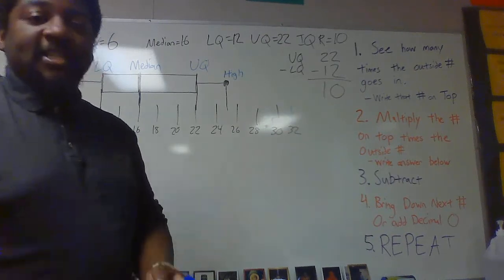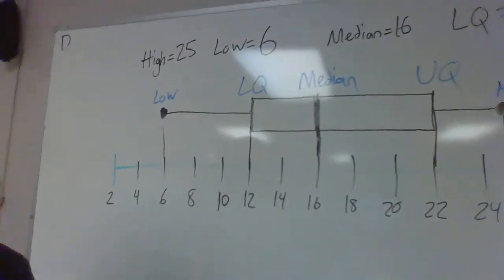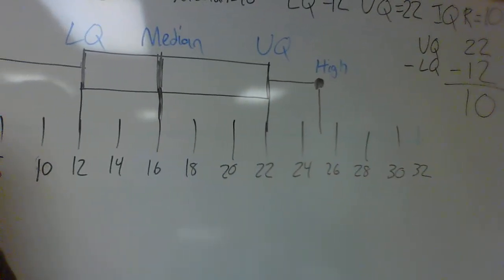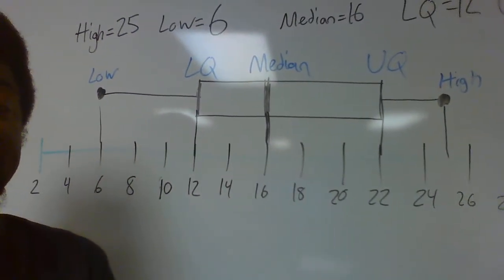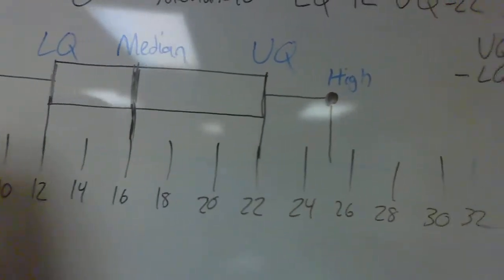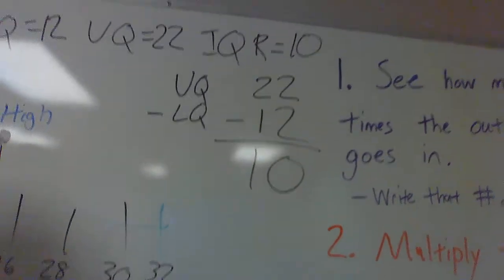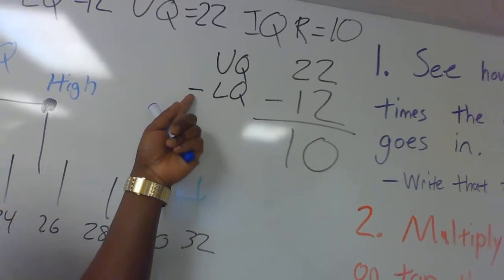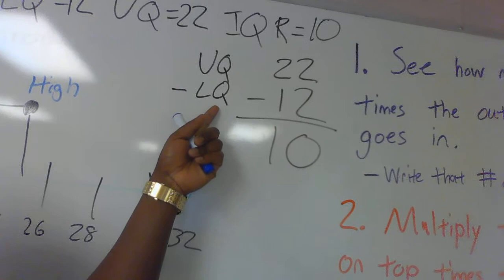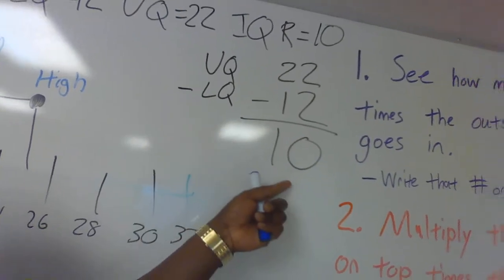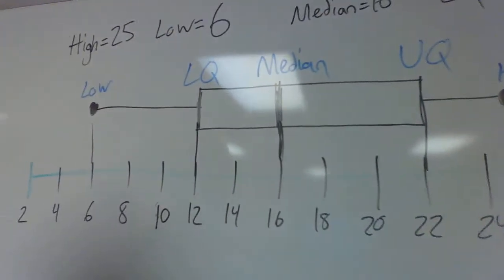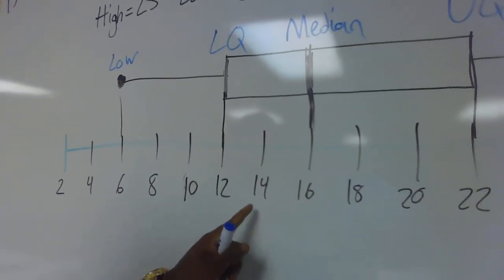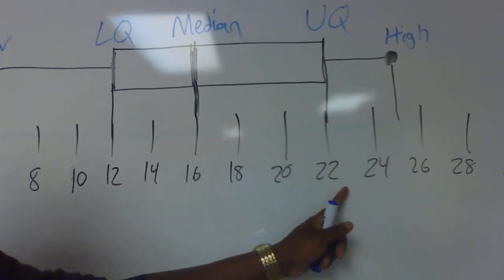Y'all, I seriously suggest that you write this down on your paper, please. That'll definitely make it a little bit easier for you when you are trying to find out what thing goes with which number. And remember, to find the IQR, you take the upper quartile, UQ, minus the lower quartile, the LQ. And whatever number you get, that should also be the distance here. Look, it said there was 10 from 12 to 22. These are counting by twos. 2, 4, 6, 8, 10.